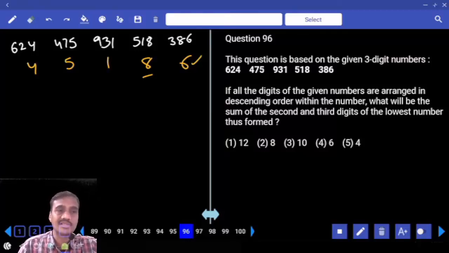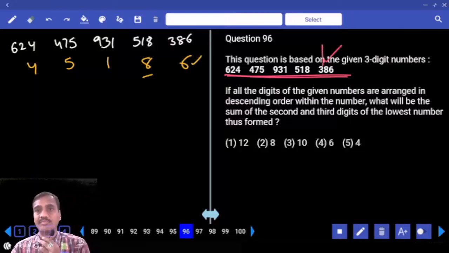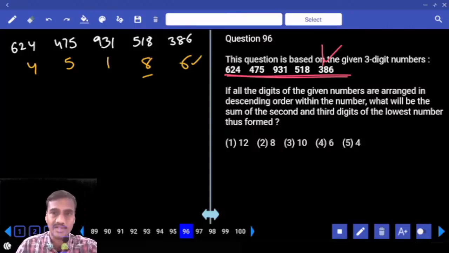లోయెస్ట్ నెంబర్ అంటే మనకి ఎలా తెలియాలి చెప్పండి? Among these 5 numbers, ఈ 5 నెంబర్స్‌లో లోయెస్ట్ నెంబర్ ఏది? 386. ఎలా తెలుస్తుంది? Based on the first digit. If the first digit is highest, it is the highest number, and if it is the lowest, this will be the lowest number. Based on the first digit, we need to decide whether the number is the lowest or the highest.